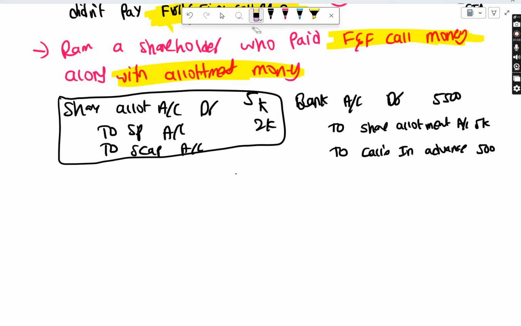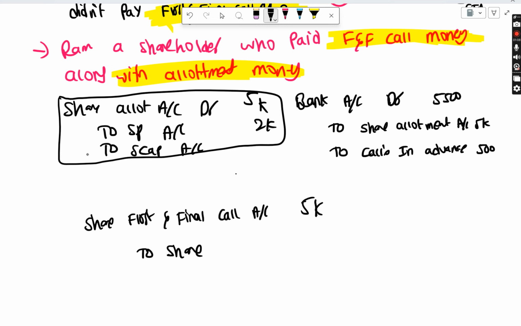Share first and final call account debit, 5,000 rupees, to share capital account, 5,000 rupees. See, the due entry does not get affected by any of these things, so we just write a plain one. Share first and final call account debit to share capital account, 5,000.